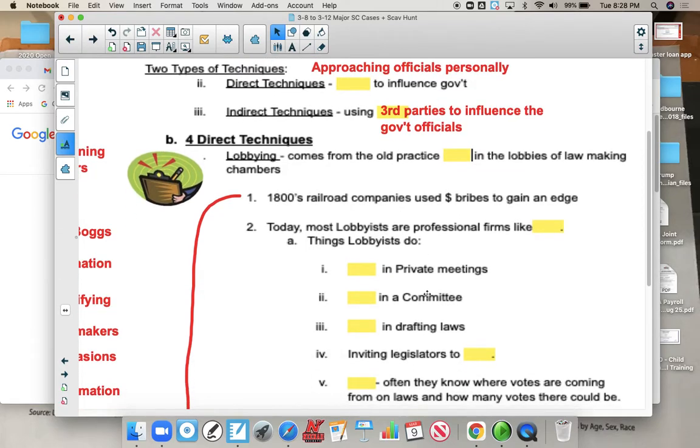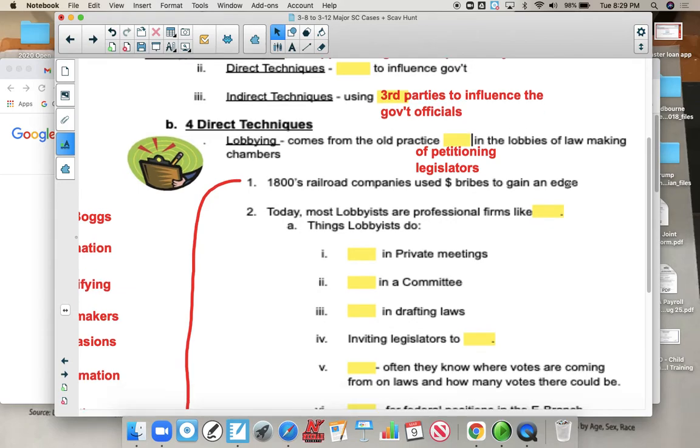Let's focus in on direct techniques specifically. This picture right here is going to represent petitioning, getting people's signatures or support to get something done. We know what lobbying is. Lobbying is using money and other influences to get what you want in politics. But lobbying comes from the practice of petitioning legislators, like literally waiting in lobbies of the lawmaking chambers. This really started in Parliament over in Europe, but it continued regularly in the United States once we became a country. A little history.